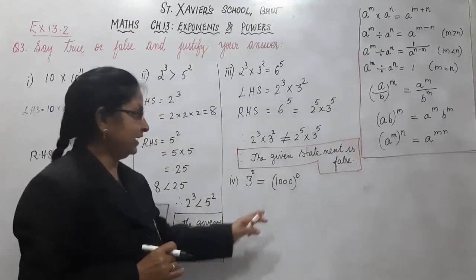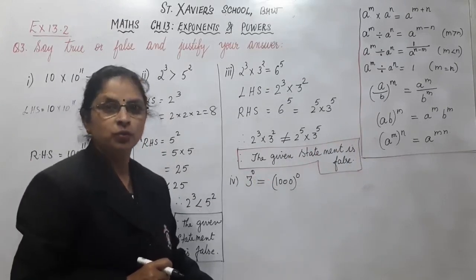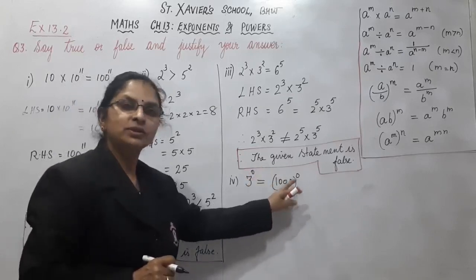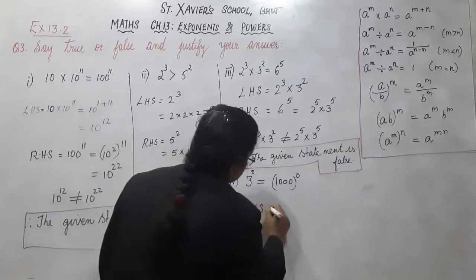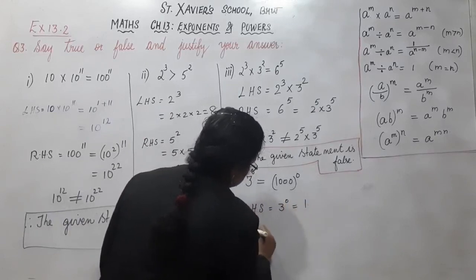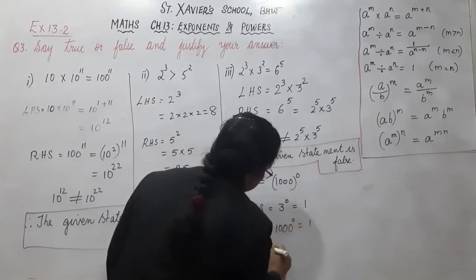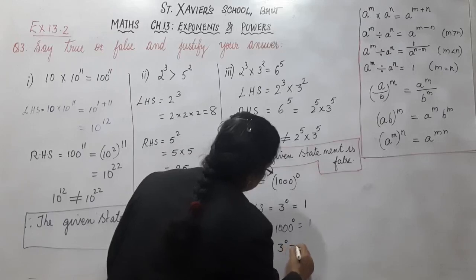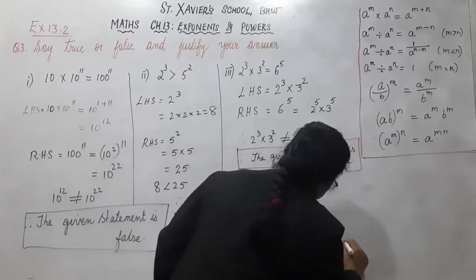Last question. Directly look at the question and tell me. Any number raised to power 0 is 1. If so, 3 raised to 0 is 1 and 1000 raised to 0 is also 1. LHS is equal to 3 raised to 0, which is equal to 1. RHS is equal to 1000 raised to 0, that is also equal to 1. Therefore, 3 raised to 0 is equal to 1000 raised to 0 is true.